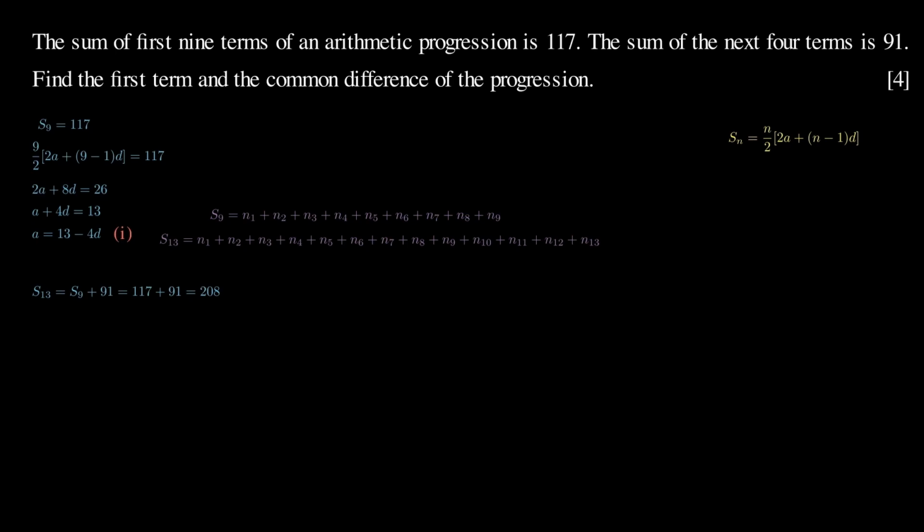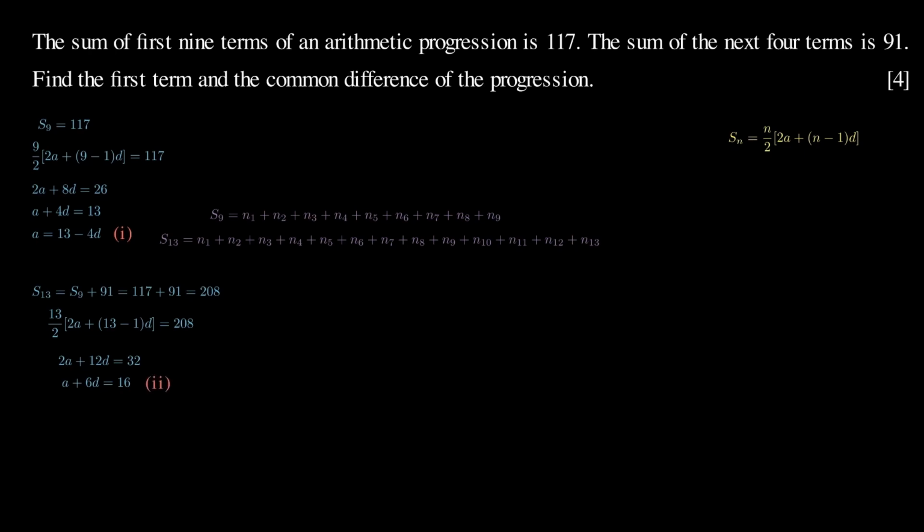Now we already know the value of S9, which is 117. We just have to add that to 91 to get 208 as the value for S13. What we found is S13 is 208. And all we need to do right now is use the same formula again and, instead of n, just input 13 into it. To simplify the equation a bit further, we can multiply both sides of the equation by the reciprocal of 13 over 2, which will lead us to 2a plus 12d equal to 32. And by dividing by 2, the equation will lead to a plus 6d equal to 16. And this could be our second equation.